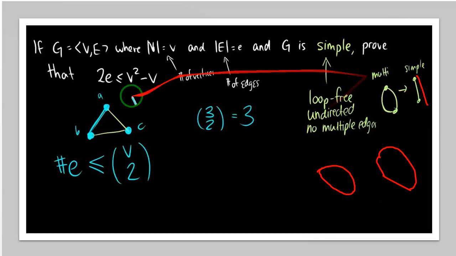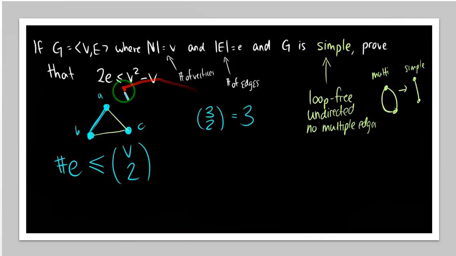Okay. So he's saying that prove that 2e is less than or equal to v square minus v, where e is the edges and v is the vertices. So we need to prove this now. It's a bit complex, but I'm telling you the simplest way to solve this. One thing about the proof: how many edges do we have? 2e. So 2e edges, and we have 3 vertices, 1, 2, 3. So these are the vertices now.